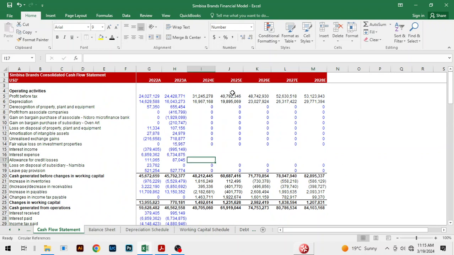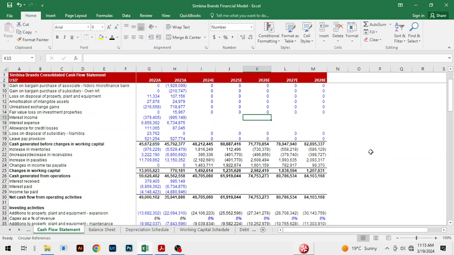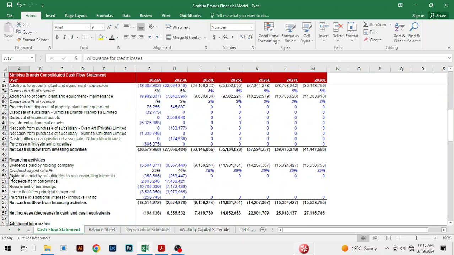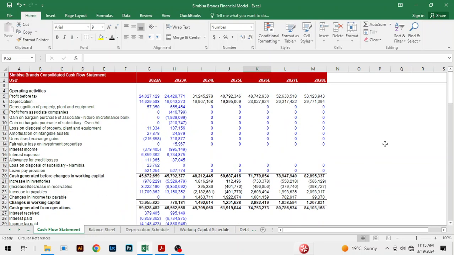Some of these items we are going to link them through later. So we are going to link the interest income, interest expense later. I think that's the major one that's left. Even the proceeds here, we're going to work on this later. So for now, let's proceed to the balance sheet.